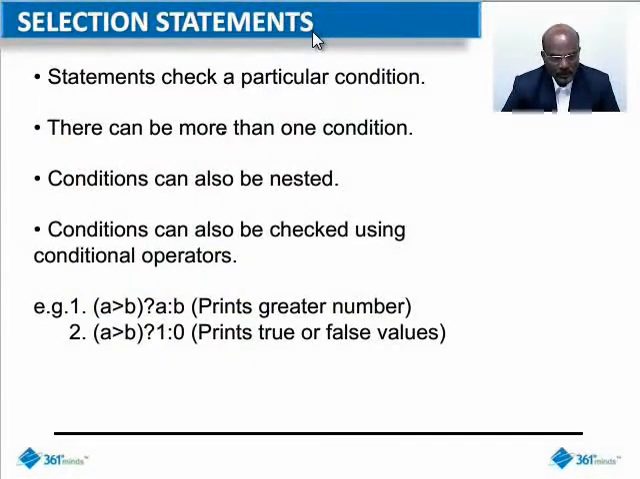Selection statements are ones that check for a particular condition. Like, for example, you want to check two values. If you say that one value is greater than the other, then one operation should take place. If not, another operation should take place. So these are conditions that are usually checked. And these conditions can also be nested. That is, for example, I have an if condition, and the if condition will also have an else part. So I have so many ifs inside an if condition.